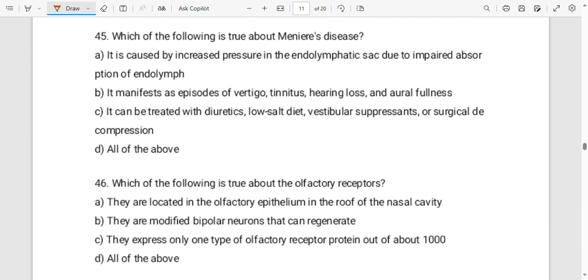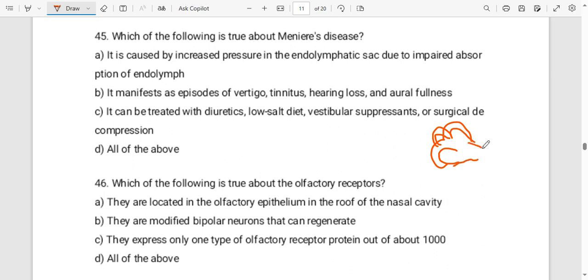Which of the following is true about Meniere's disease? Okay, let me mention something about this disease. This is a disease that affects balance. So what happens in this disease is, you have got the cochlea, these are three semicircular canals, and then you have got your otolith organs and those.